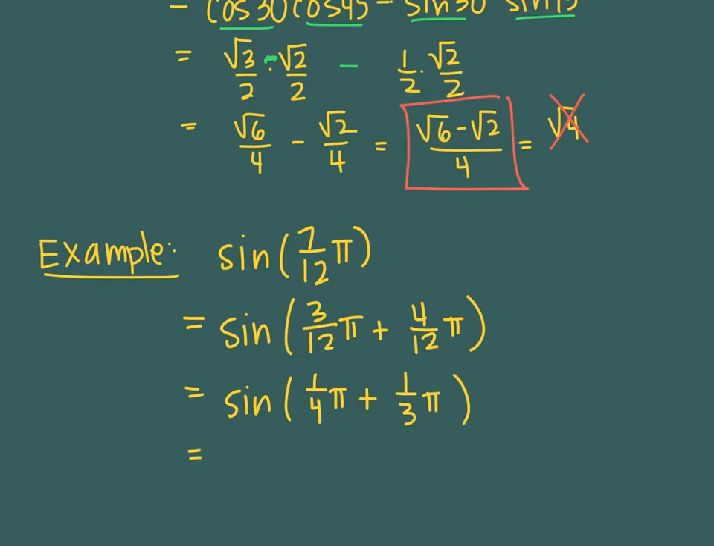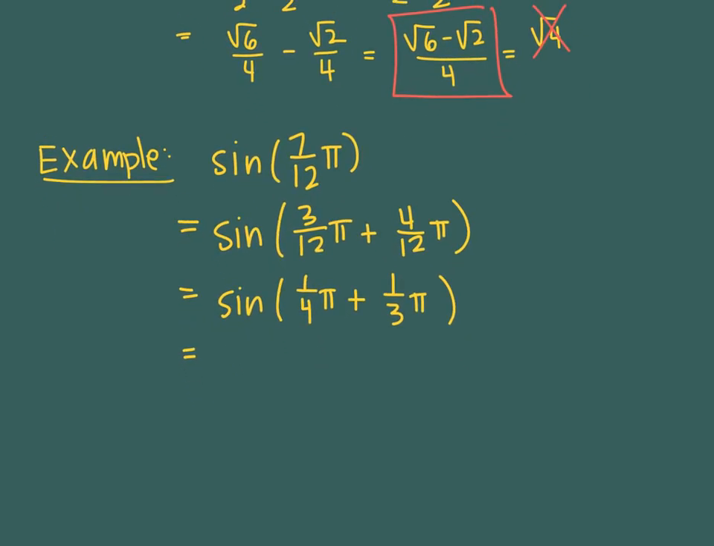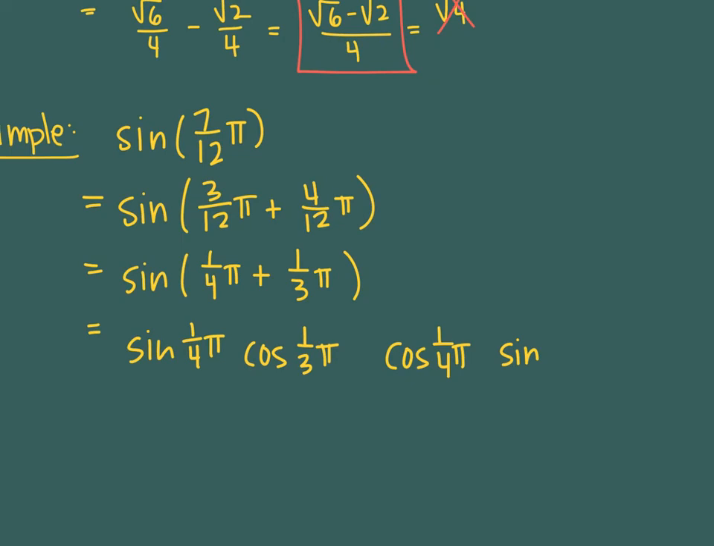And then you use the formula, the cheer or the chant for sine, that is going to go sine, cosine, cosine, sine, because it starts with sine. Sine always starts with sine. Fill them in: 1/4 pi first, 1/3 pi second. And in between them is a plus.